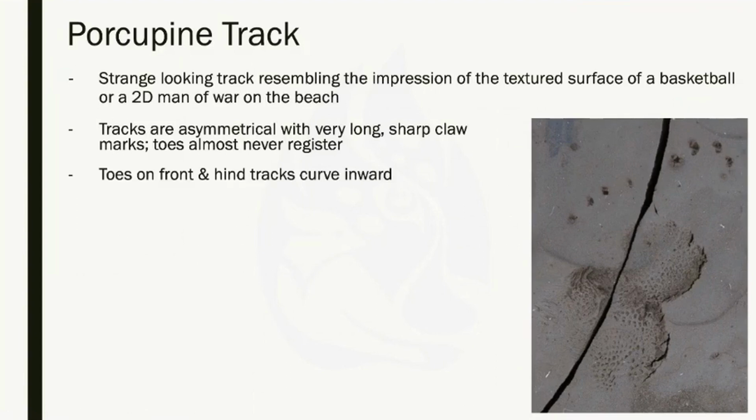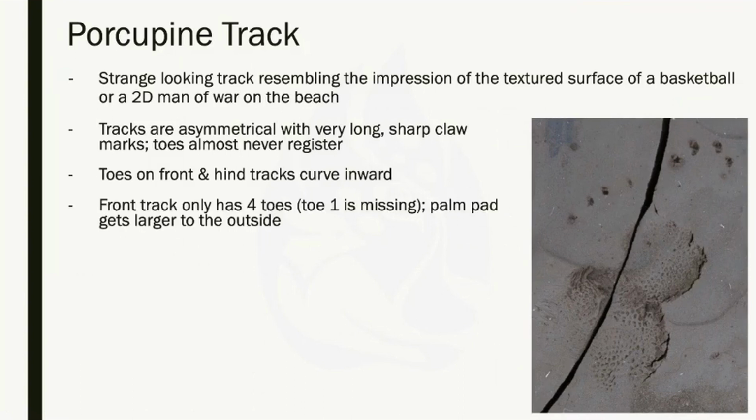Also, you'll see the toes have a big curvature, with these nail marks curving inward towards the inside of the track. So that's how you can identify left versus right. Differentiating between the front track and the hind track: the front only has four toes. Toe one's not there, and the palm pad gets larger to the outside. It's a little hard to tell from this particular photo, but you can see here also that the hind track is larger than the front track, and it has five toes.